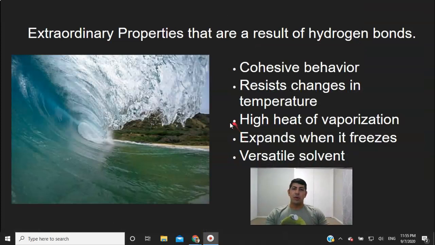So some of the extraordinary properties that result because of these hydrogen bonds are cohesive behavior. It resists changes in temperature. There's a high heat of vaporization. It expands when it freezes, and it is a versatile solvent.